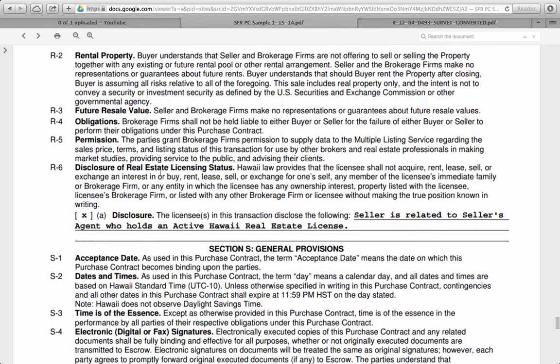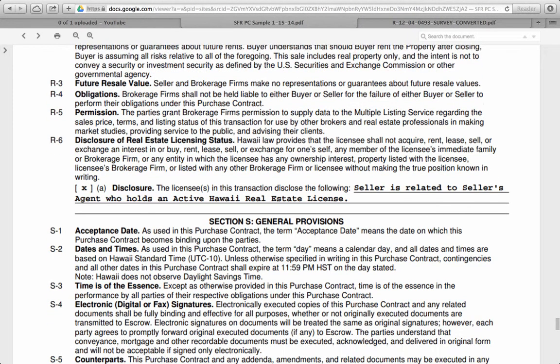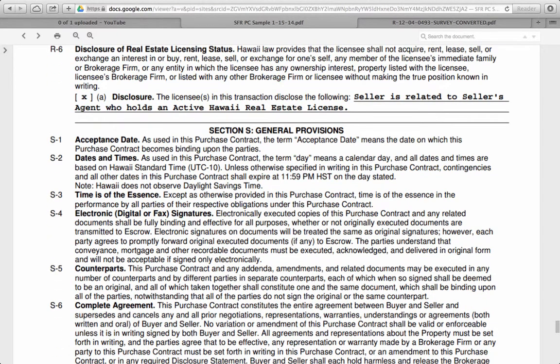R6, disclosure of real estate licensing status. If you or anyone you know of involved in this transaction has an active Hawaii real estate license that's related to either the buyer or seller, it needs to be disclosed here. So if you, the buyer agent, are related to your buyer, or maybe you're related to the seller, it just needs to be disclosed here that there's somebody related to a party to the transaction. For example, seller is related to seller's agent who holds an active Hawaii real estate license. It's pretty simple.